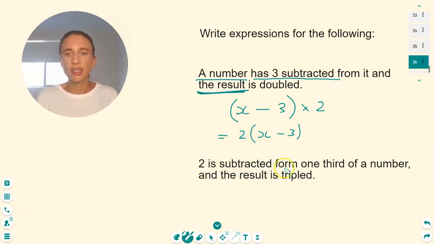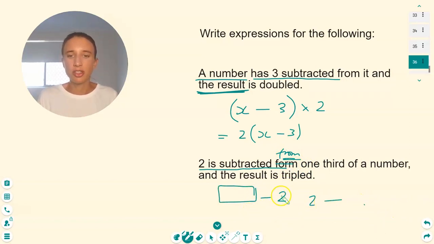2 is subtracted from 1/3 of a number. Now where it says 2 is subtracted from, that means you're taking away 2 from this number here. You can't write 2 take a number, because 2 is being taken away. It needs to have the negative out the front.